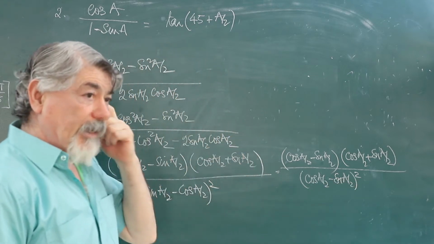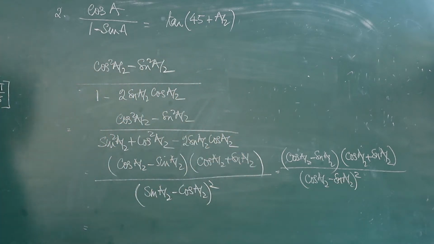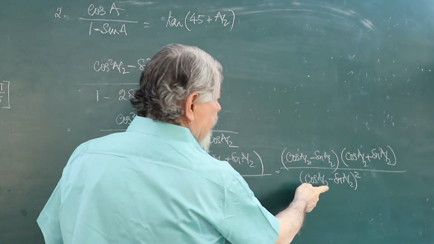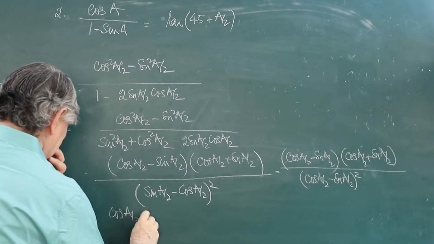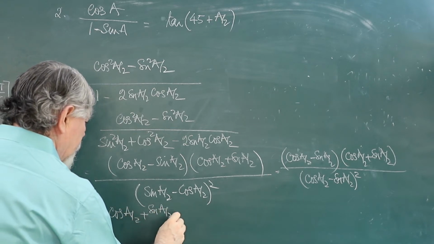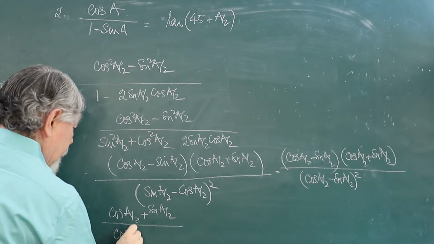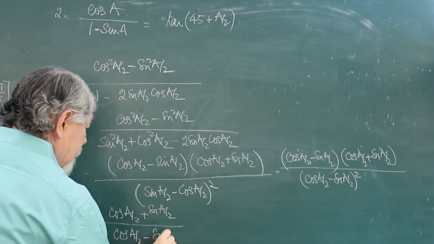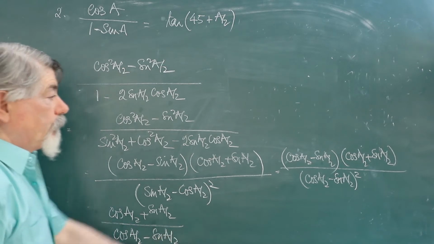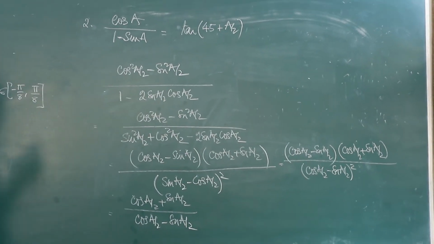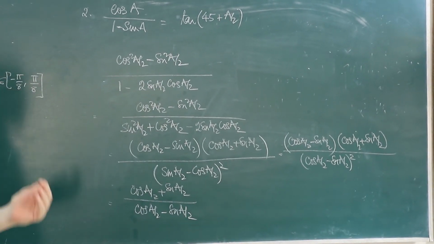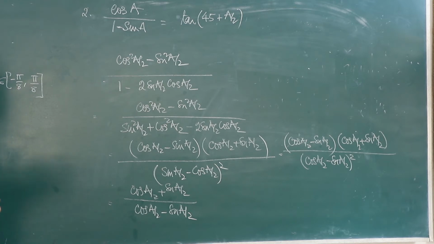That means (cos a/2 minus sin a/2) into (cos a/2 minus sin a/2), and one of them will cancel, and you will be left with (cos a/2 plus sin a/2) upon (cos a/2 minus sin a/2), because one of the factors has cancelled with that. So we are left with cos a/2 plus sin a/2 upon cos a/2 minus sin a/2. Now I will divide numerator and denominator by cos a/2.